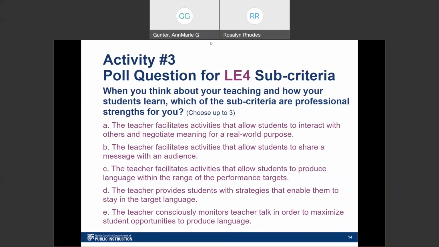Got about a minute left to get answers in on professional strengths. All right, 10 more seconds. Be sure you get those in.